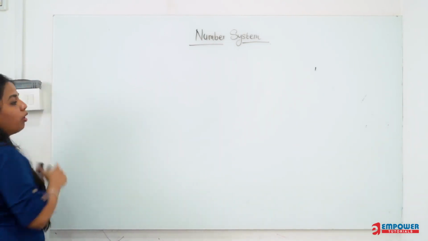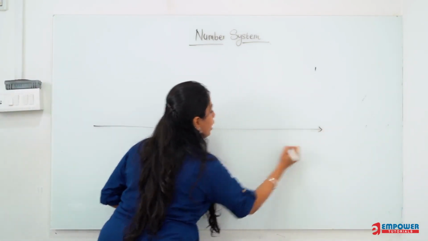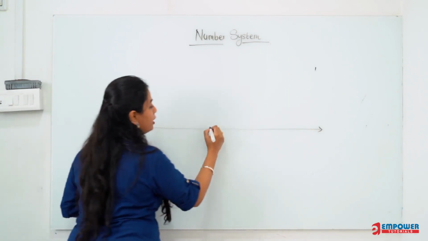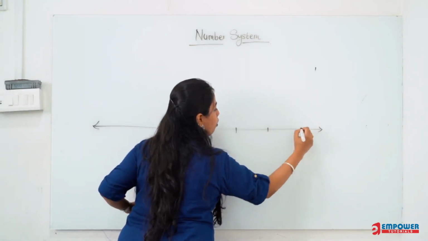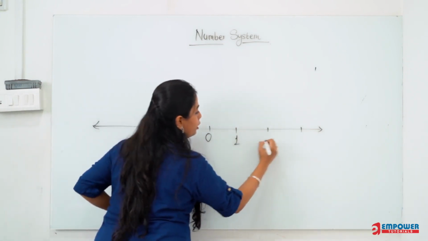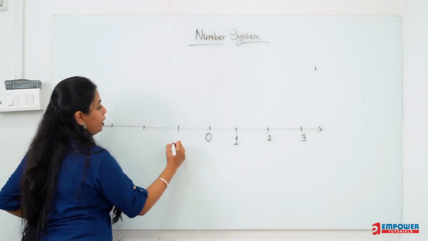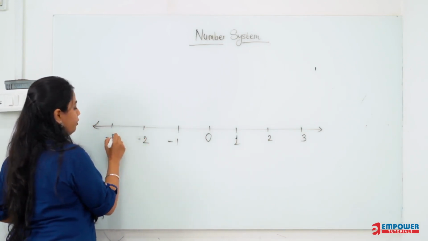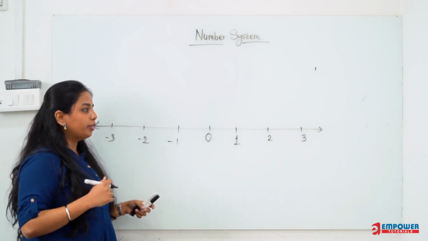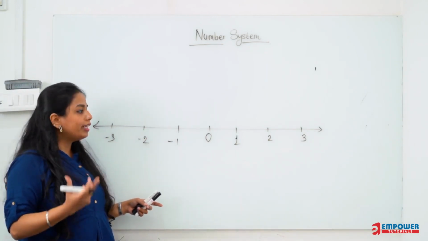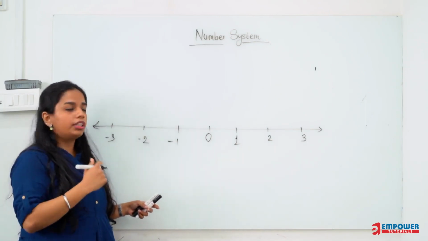So now you know how to represent integers on the number line. You will have a line, right? In the center you will have 0. On the right hand side you will have all positive numbers, so let's say 1, 2, 3, and on the left hand side you will have all negative numbers till infinity. So you know how to represent integers on the number line, but when it comes to non-integers, or the fraction form of rational numbers, how do you represent those numbers on the number line?